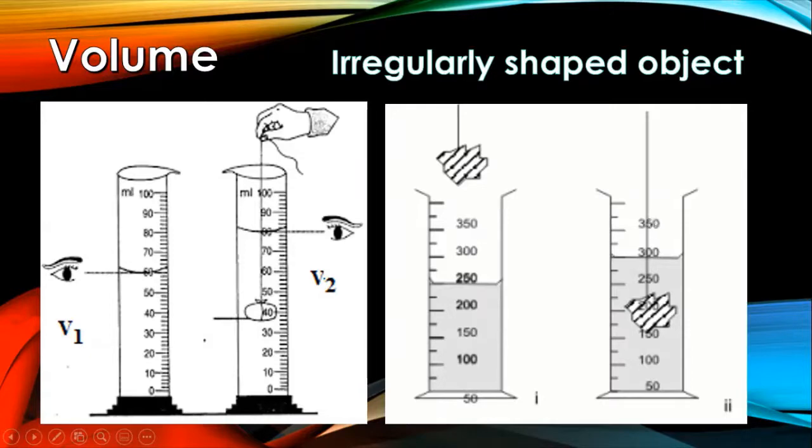So if you look at this drawing, ladies and gentlemen, what is the volume of that irregularly shaped object? Anybody? Yes, ma'am. So, 50 what? 50 cubic centimeters or 50 milliliters. Well done. Okay, so it's 300 over here. 300 minus 250 gives you 50. So it's 50 milliliters or 50 cubic centimeters. Everybody clear on that? All right.